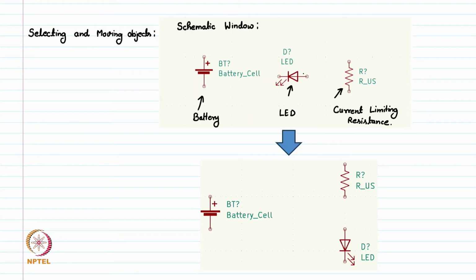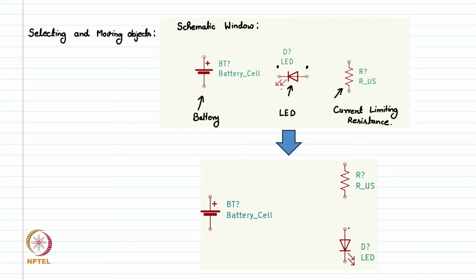For example, this LED, the orientation is one terminal this side and one terminal this side. However, we want the terminals on the top and bottom. So we need to move this object. That move we can do by clicking on the move button or simply by pressing M. We just click on this symbol, press M, and then we can move it anywhere in the schematic window.